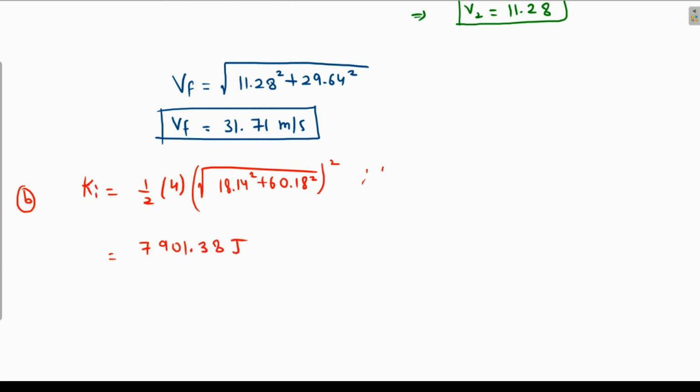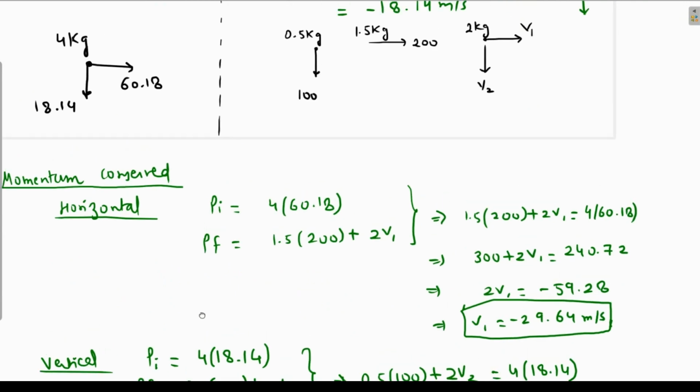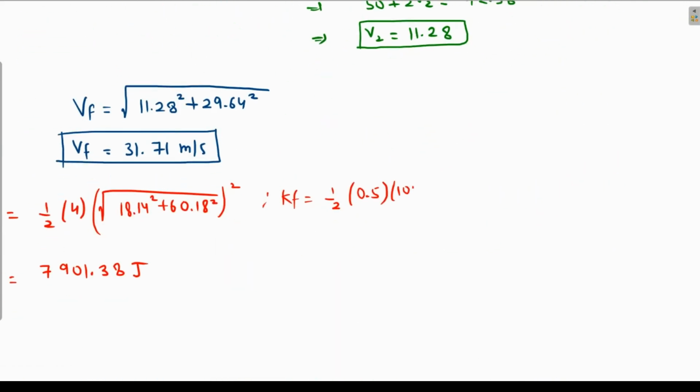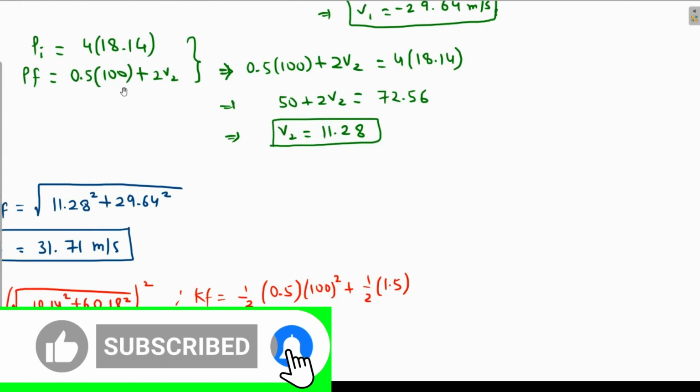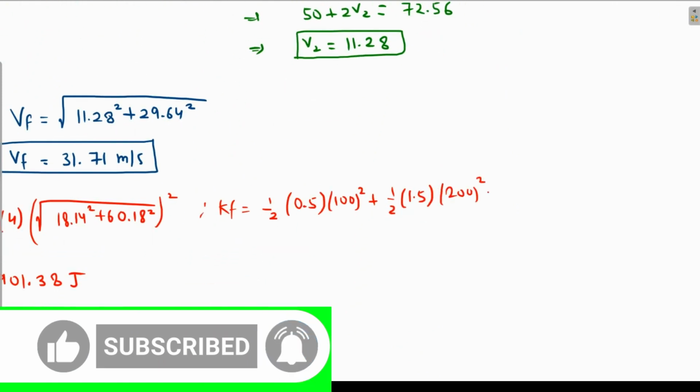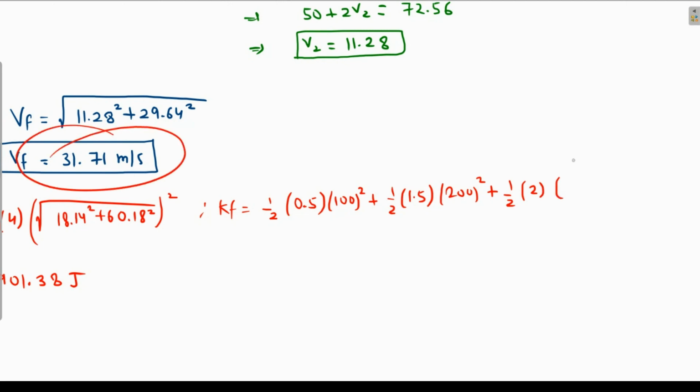So the initial kinetic energy is 7901.38 joules. The final kinetic energy is half times 0.5 times 100 squared, plus half times 1.5 times 200 squared, plus half times 2 times 31.71 squared. This comes out as 33505.52.